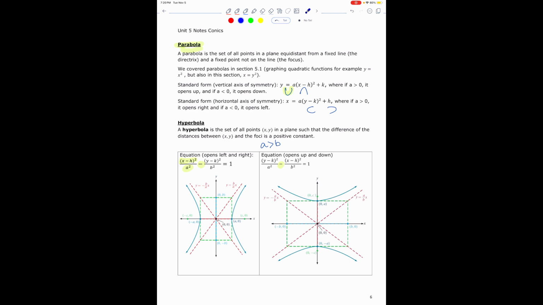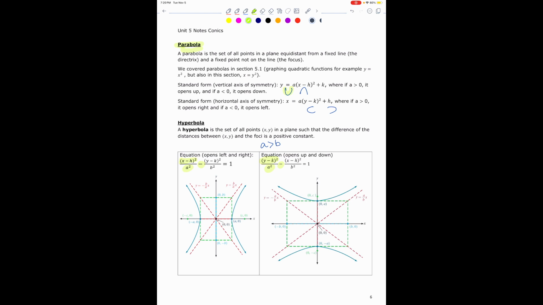If the equation opens up and down, so the equation opens like that, then the transverse axis is going to be vertical, and the conjugate axis is going to be the horizontal one. And we have the foci on the vertical axis. The equation is going to be written differently. So the bigger value, which is the a, is going to be written under the y variable, as you can see here.